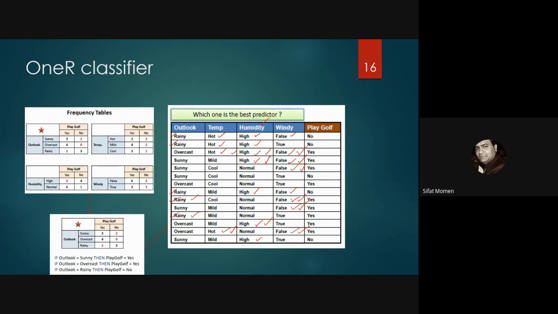ক্লিয়ার? ইয়েস? Yes, sir. So that's why I'm going to check yes and no, who is the winner. The winner is yes. So for outlook, whenever I get sunny, I'm going to predict it to be yes. Okay? Whenever I get the outlook to be overcast, which one am I going to predict? Yes or no? Yes. Okay? Because this is smaller. Acha, whenever I get rainy, what am I going to predict? Yes or no? No. I'm going to predict no because that's the winner.